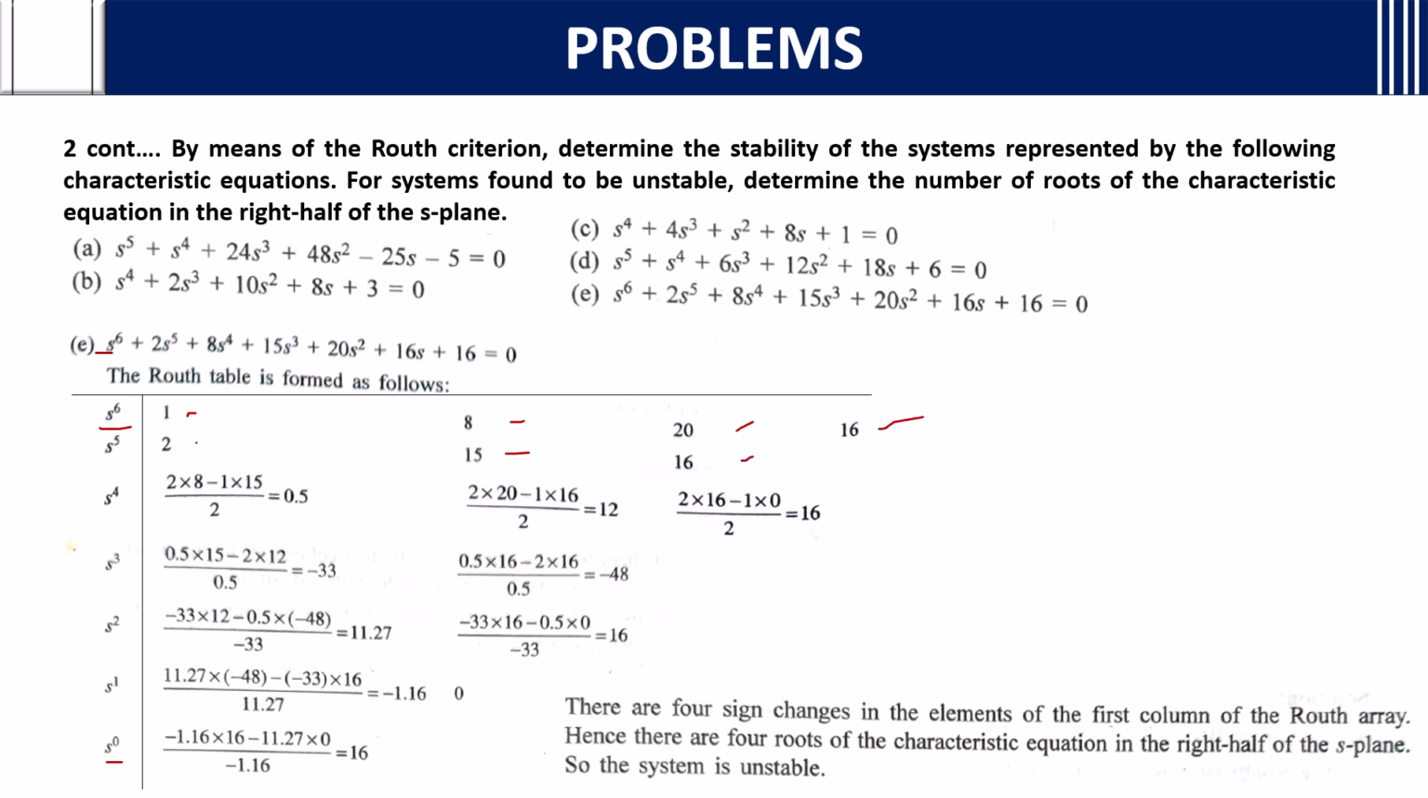If you do it the same way, (2 into 18 minus 1 into 15) by 2, (2 into 20 minus 1 into 16) by 2. You should divide only by this value, when you are working with this value, you will divide for all. If you observe, 2, 2, 2, then 0.5, 0.5, minus 33, minus 33, like that.